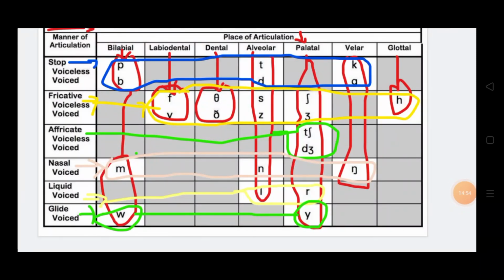Now we'll see affricates. There are two affricates, that is ch and j. And nasal sounds m, n, ing, and liquid sounds l, r, and glides w and y.